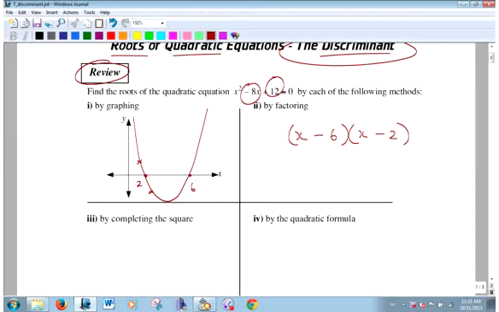-6 and -2. When this quadratic's equal to 0, well, that's my definition of a root, a 0, an x-intercept. When is this 0? When x is 6. When is that 0? When x is 2. Okay, same thing.